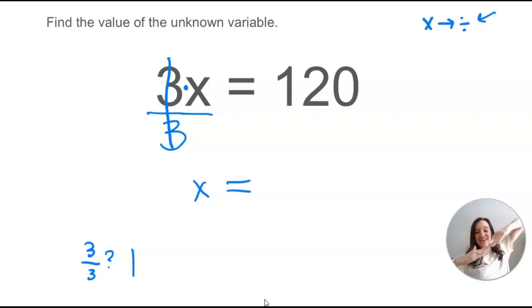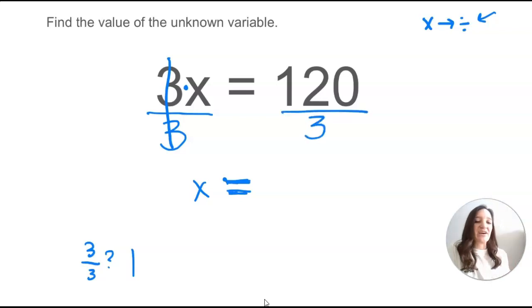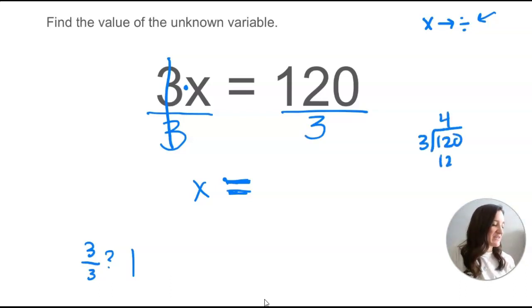But now our balance is unequal, right? Because we divided by 3. How can we keep it with the equal sign? Well, we have to do the exact same thing on the other side. We have to divide by 3 over on the other side of the equation. So 120 divided by 3 is 40.